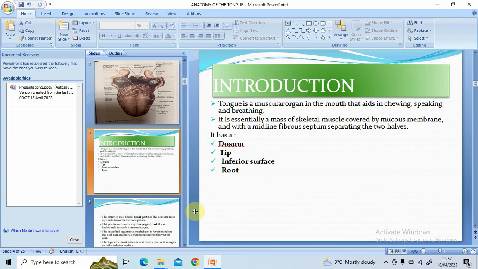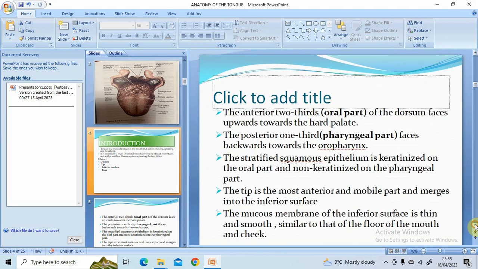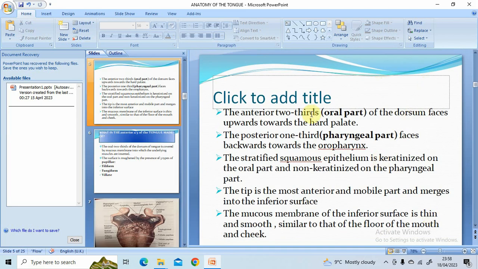Okay, this is the introduction. We know that the tongue has functions as an organ in the mouth. The tongue helps in speaking, chewing and breathing. There are other functions, but these are the major ones.